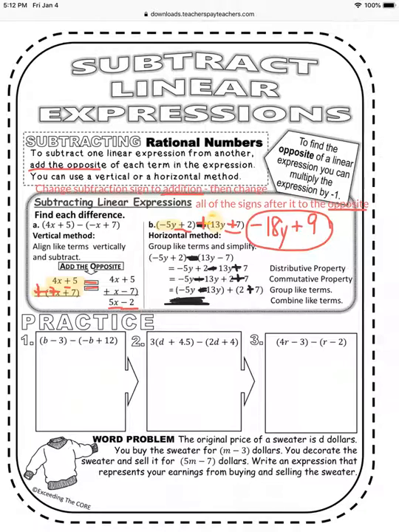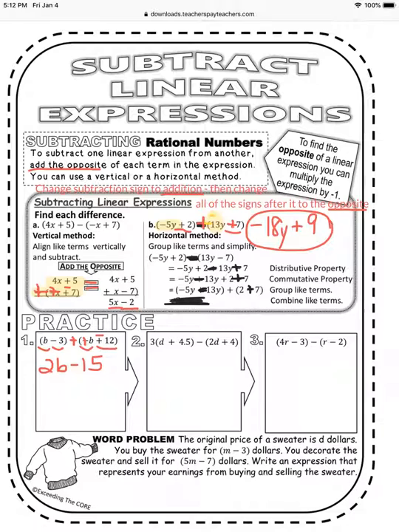Okay, so we're going to go down and look at the first practice problem. It's a subtraction problem, so I change the subtraction sign to an addition sign, and everything that comes after it, not before it, to the opposite. That was a negative b, I make it a positive b. That's a positive 12, I make it a negative 12. Then I combine my like terms. b plus b is 2b. I have a negative 3 and a negative 12 now, which is negative 15. Done.